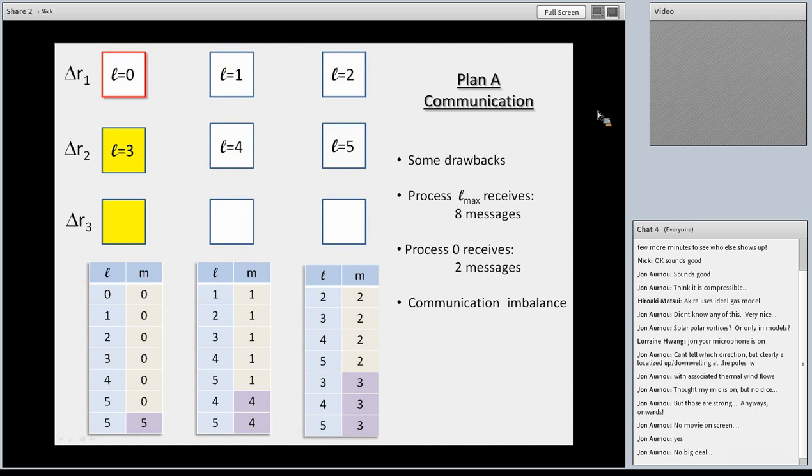If we were to look at process 0, only one column has L0 values, and it's the first column. So process 0 receives information from 2 processes, the other 2 processes in its column that have the different pieces of the radial information that it needs to do the solve. So now it's solving for only one right-hand side, and it's only receiving 2 messages. So there's a load imbalance, but also a communication imbalance here.